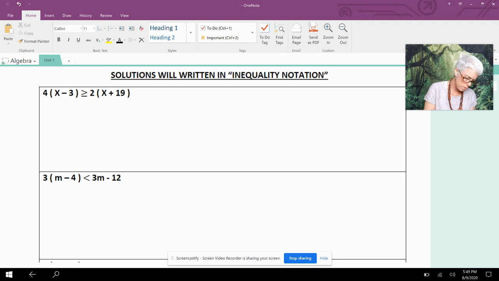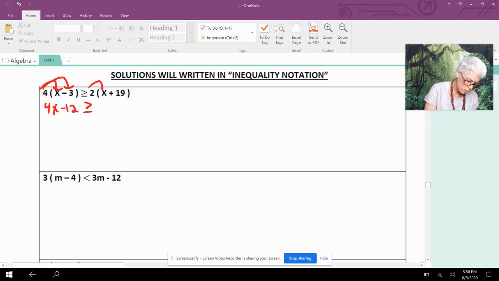So I'm going to go ahead and distribute. 4 times x is 4x. 4 times a negative 3 is a negative 12, greater than or equal to 2 times x, 2 times 19. So we got it all worked out. I have variables on both sides this time. And so I'm going to go ahead and move the variable that will keep my variable positive. So that's going to be the 2x.